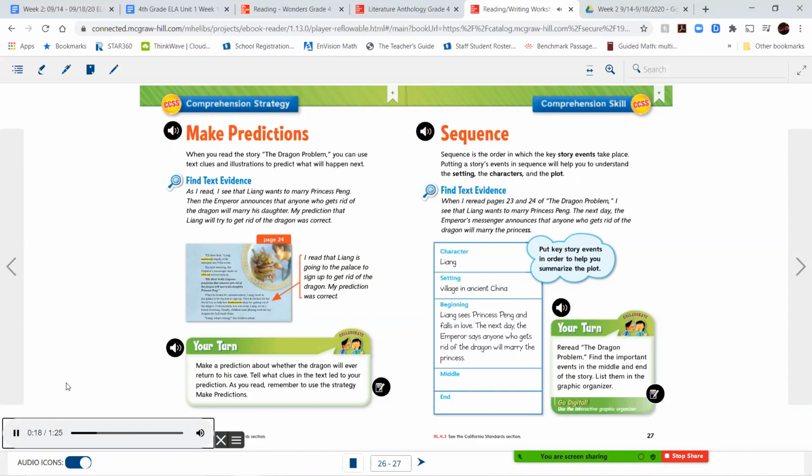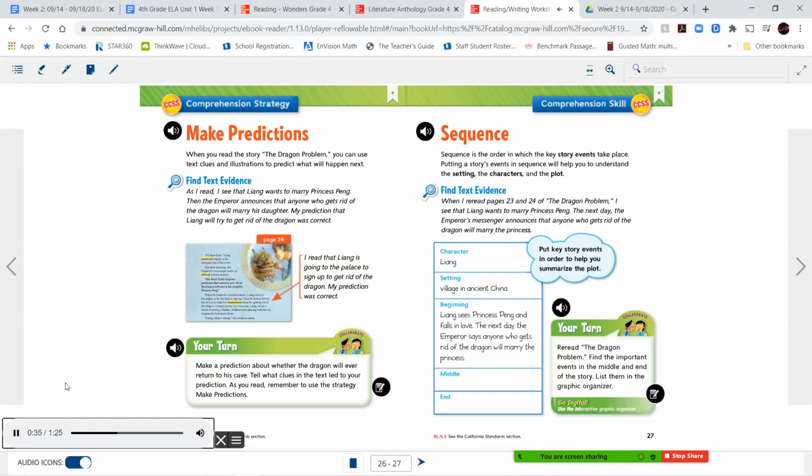As I read, I see that Liang wants to marry Princess Peng. Then the emperor announces that anyone who gets rid of the dragon will marry his daughter. My prediction that Liang will try to get rid of the dragon was correct.